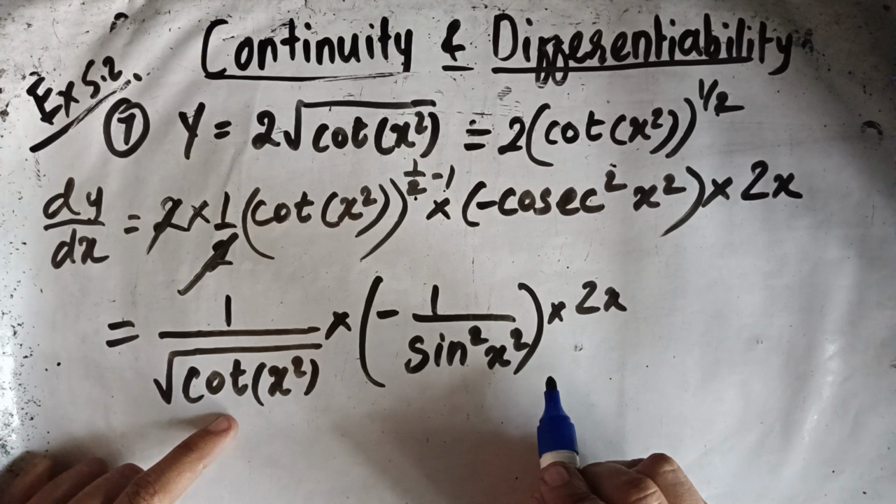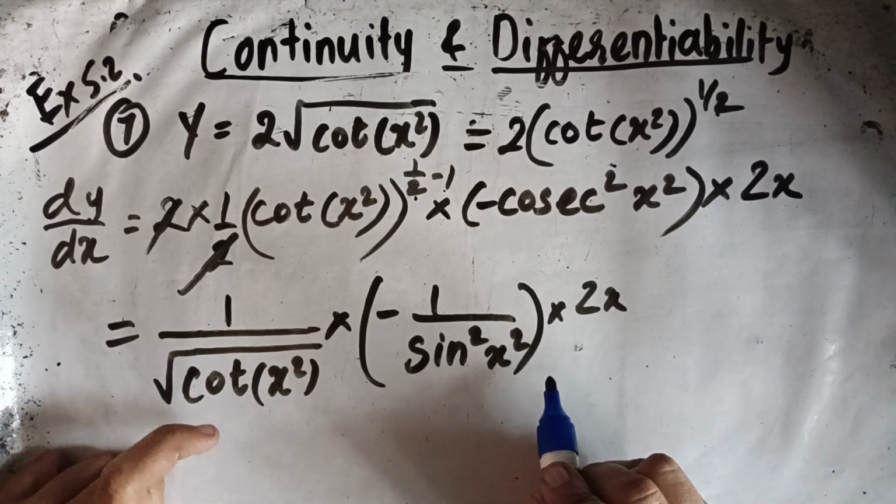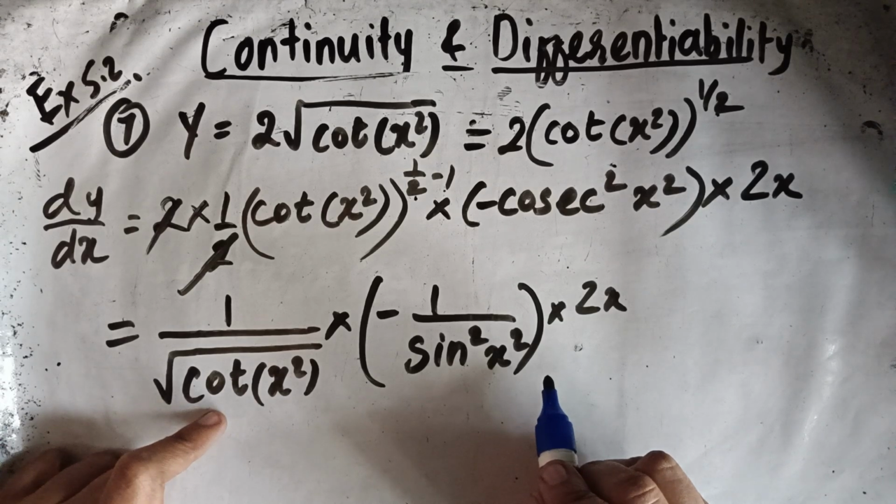Cot of x square. You can cut this. You can make this cot as cos upon sine.